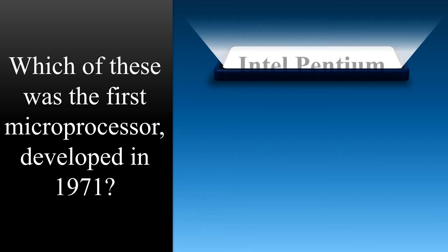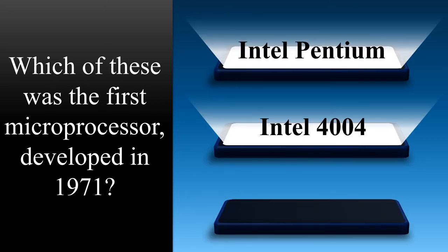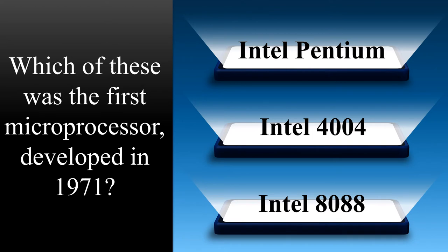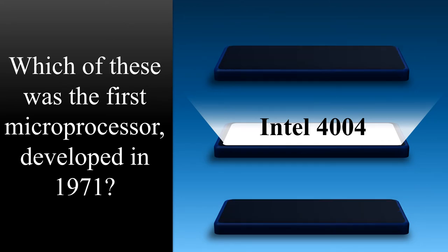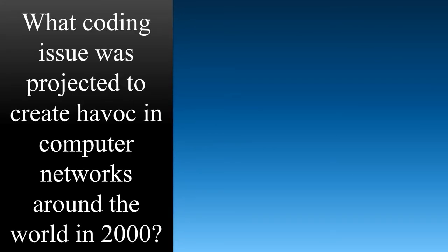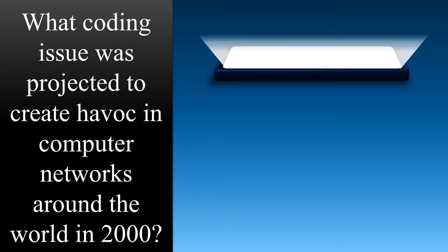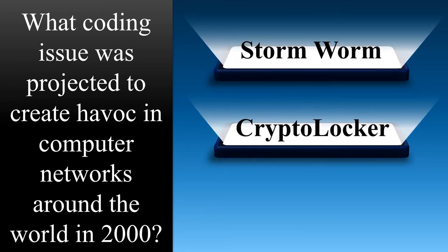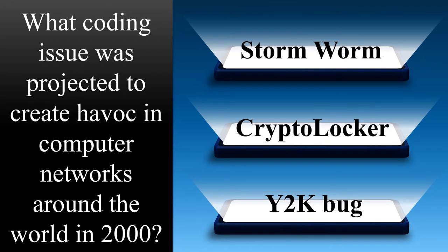Which of these was the first microprocessor developed in 1971? Is it Intel Pentium, Intel 4004, or Intel 8088? What coding issue was projected to create havoc in computer networks around the world in 2000? Is it Stormworm, CryptoLocker, or Y2K bug?